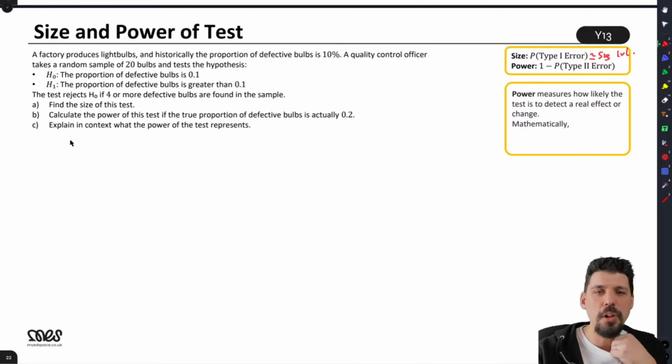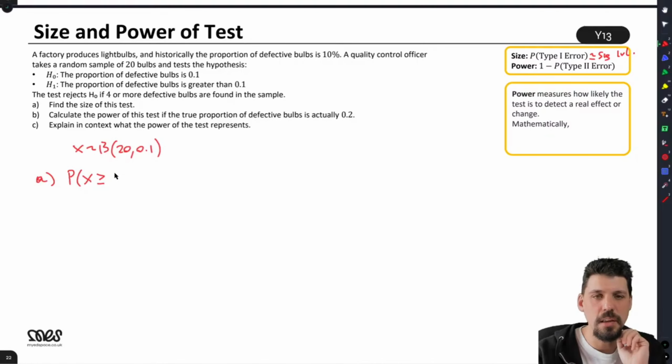So 20 bulbs, I'm going to very much paraphrase this one because we're running over. We've got 20 bulbs, probability of 0.1. The test rejects H0 if 4 or more defective bulbs are found in the sample. So the size of this test is just the probability of rejecting. So what's the probability of rejecting? That is the probability that X is bigger than or equal to 4.